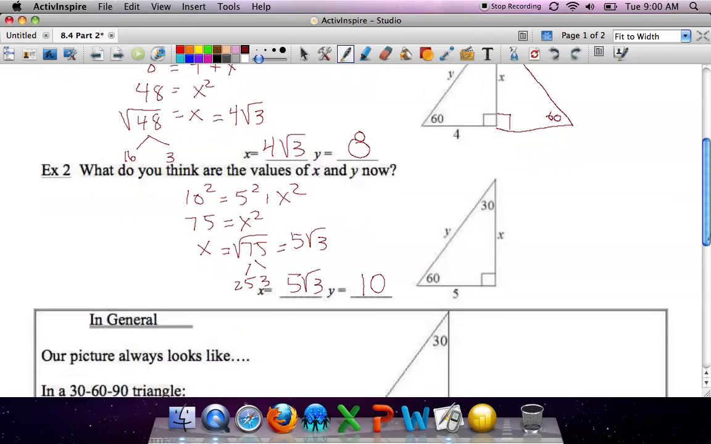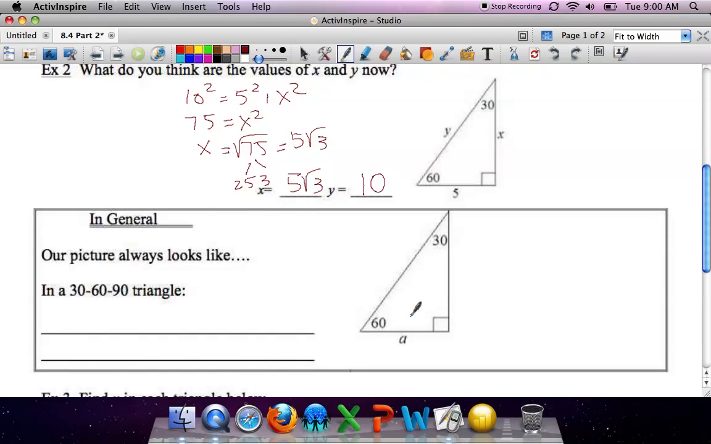In general, in a 30, 60, 90, the hypotenuse is always 2 times the smallest side. In this case, the hypotenuse would equal 2a. The bigger leg, which is the side opposite the 60 degree, is a, which is the length of the smallest side, times root 3.